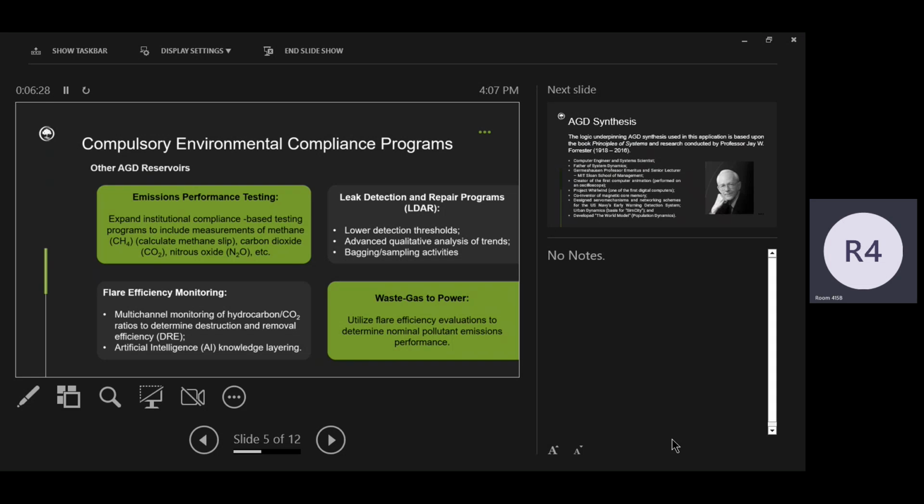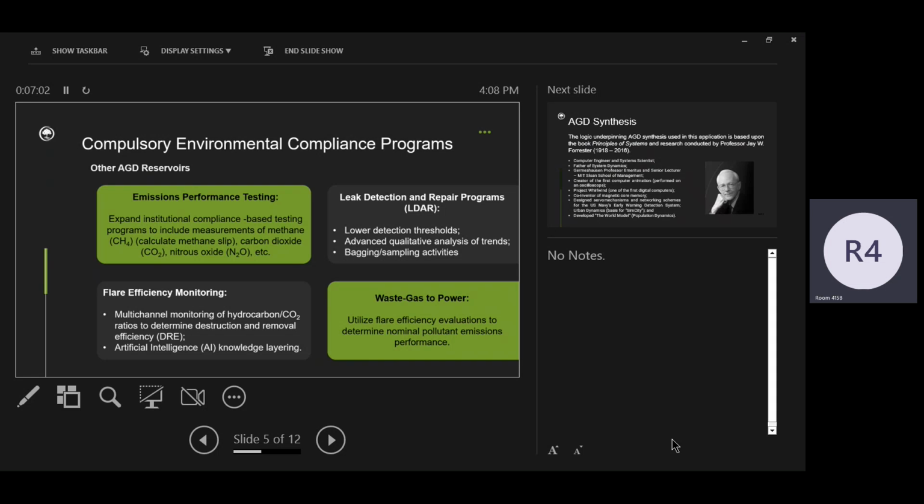value to be had within your compulsory programs that can ultimately help your sustainability reports or your carbon differentiation or your commodity differentiation or whatever you're trying to accomplish, leveraging these. An example of that is an emissions performance test. If you're using FTIR, you can gain more insights into your emissions profile than just a criteria pollutant test. You can get methane, you can get calculated carbon or your methane slip, carbon dioxide, and so forth.